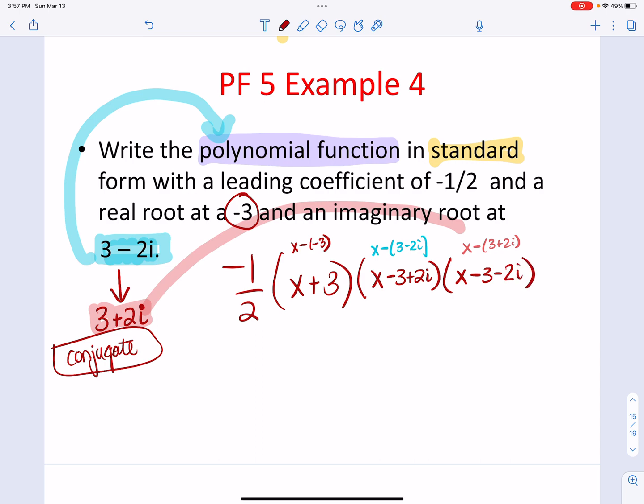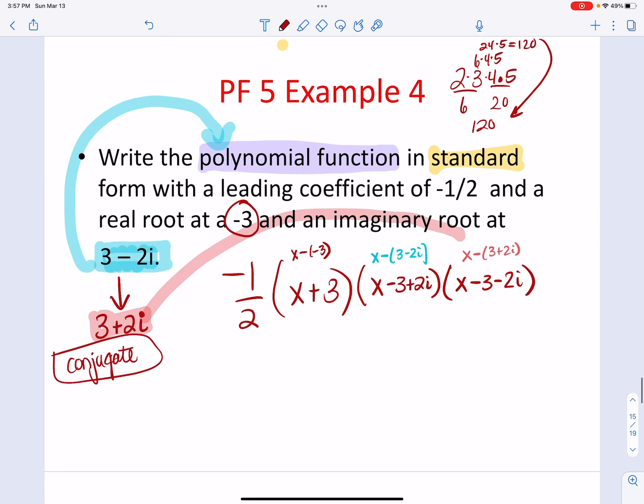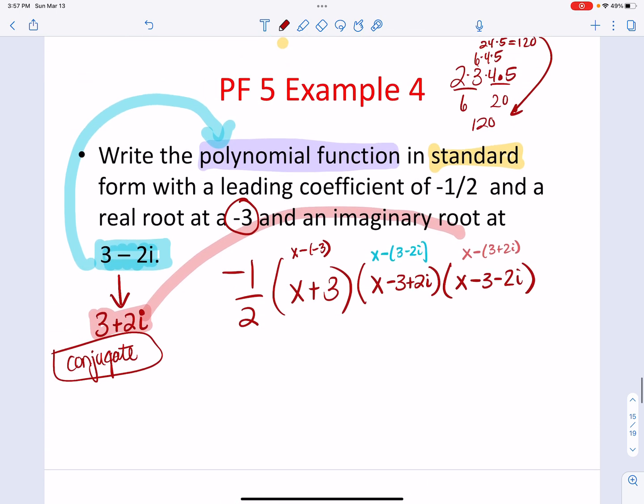Now we've been talking about this over and over again. If I had 2 times 3 times 4, I can only multiply 2 things together at a time. But what if I had 2 times 3 times 4 times 5? Could I multiply these things together and get 120? Well, 2 times 3 is 6, 6 times 4 is 24, and 24 times 5 is 120. So I can multiply 2 things together at a time.